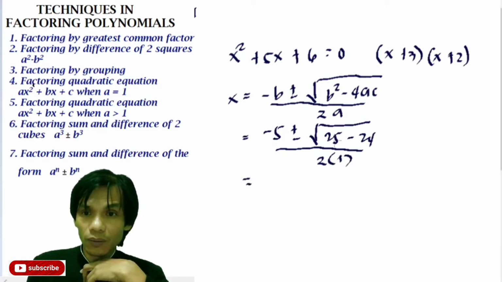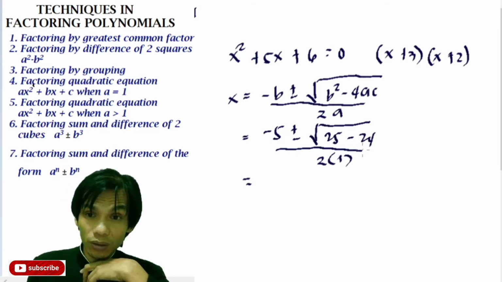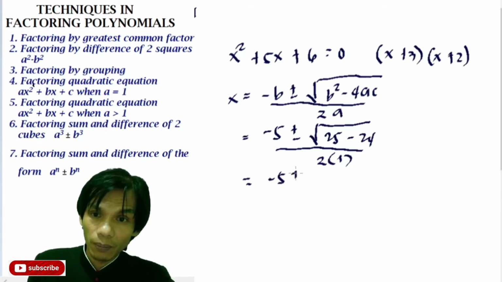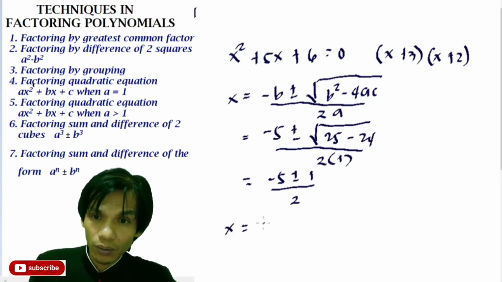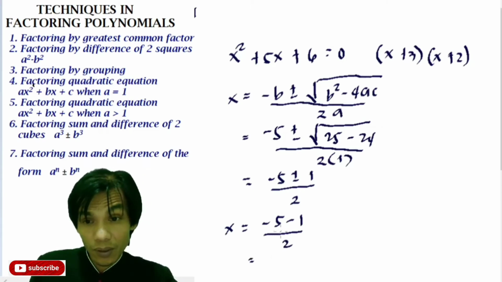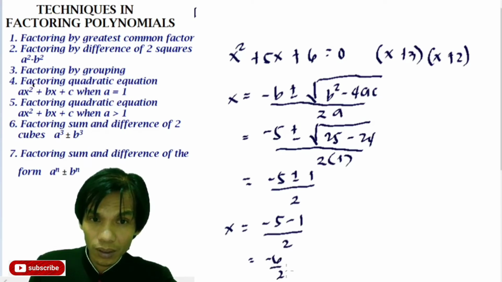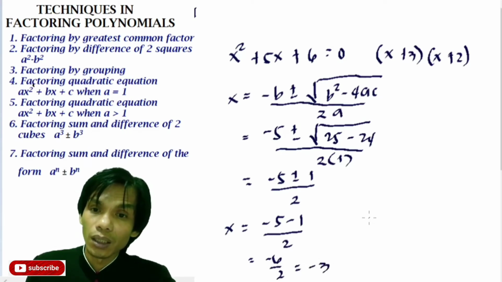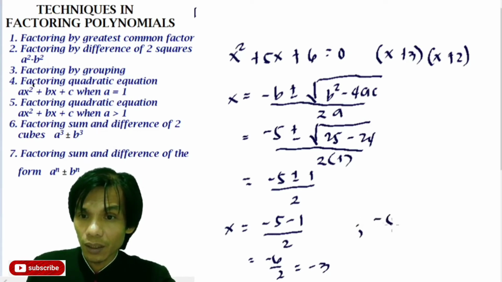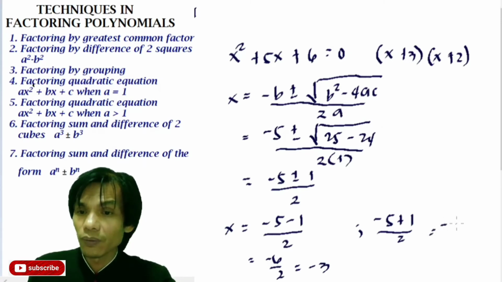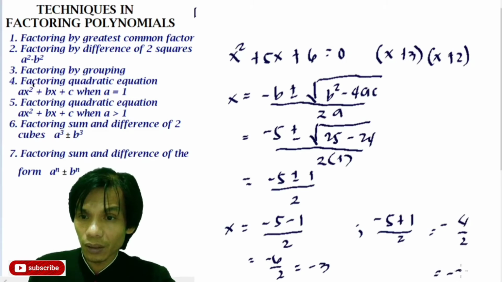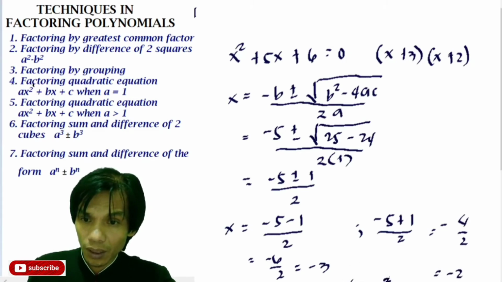So, therefore, ano magiging ano yan? 25 minus 24, 1, diba? Square root of 1 is 1. So, negative 5 plus minus 1 over 2. So, ano yung mga factor niya? So, magiging factor niya, x is equal to negative 5 minus 1. Unahin natin yun. And then over 2. And that is equal to negative 6 over 2, di ba? Negative 6 over 2 or that is equal to negative 3. Okay, yung isa naman is negative 5 plus 1 over 2, and that is equal to what? Negative 4 over 2, or that is actually negative 2. So, therefore, ang x mo is negative 3. Pag ilalagay mo sa kabila, that is x plus 3.